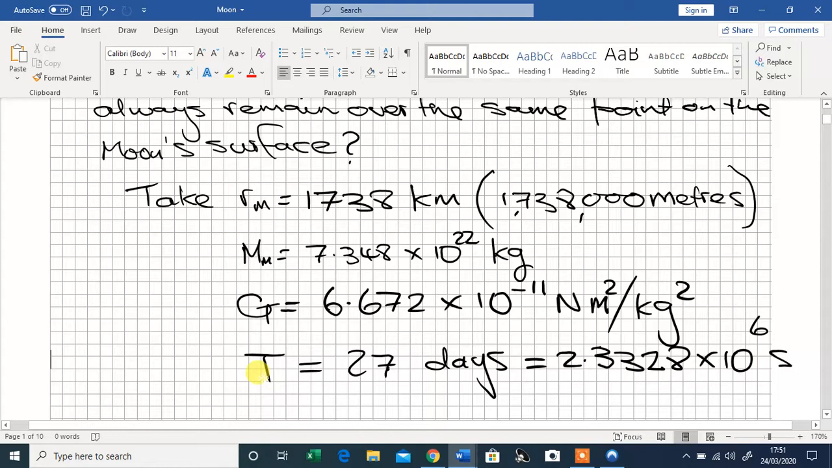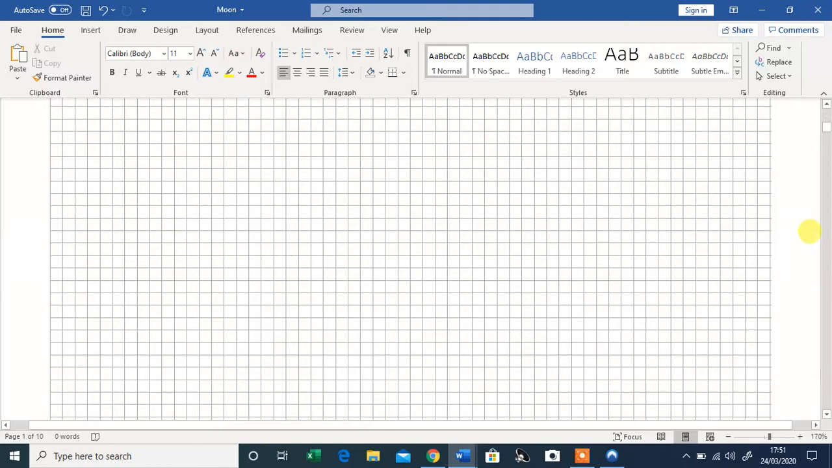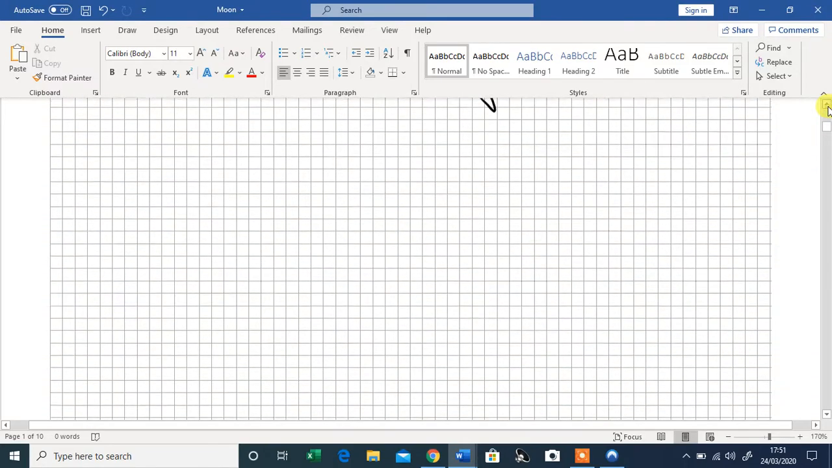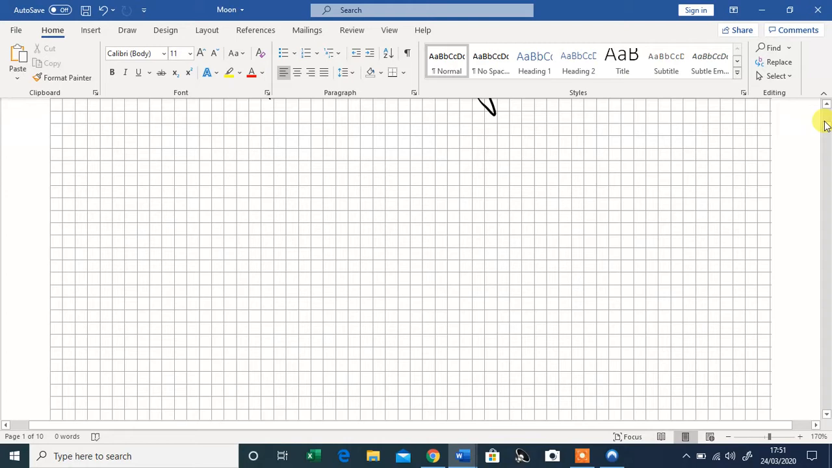And the time that the moon takes to revolve about its own axis is exactly the same as the time it takes to go around Earth, because it's tidally locked. So that's how we know that. So the time that the moon takes to revolve about its own axis is actually 27 days approximately, which is 2.3328 times 10 to the 6 seconds. Now let's make a start, because some of the working is similar to that of the last video.